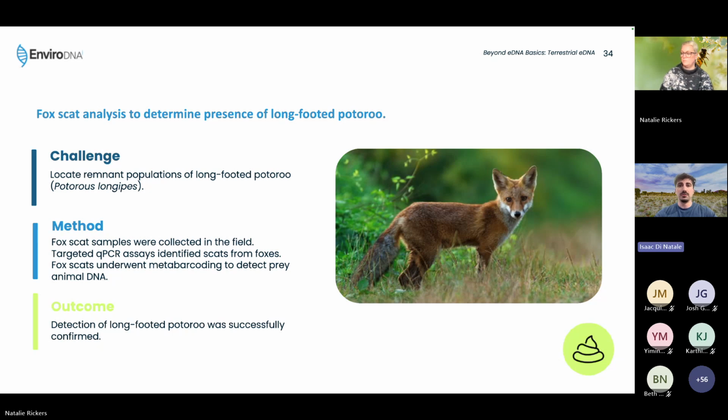This method is applicable to detect a broad range of typically difficult to detect terrestrial taxa, so our small mammals, reptiles, and birds, anything that those cats and foxes are consuming routinely. And we do see rare and cryptic detections using this method quite often. Next slide, please, Nat.